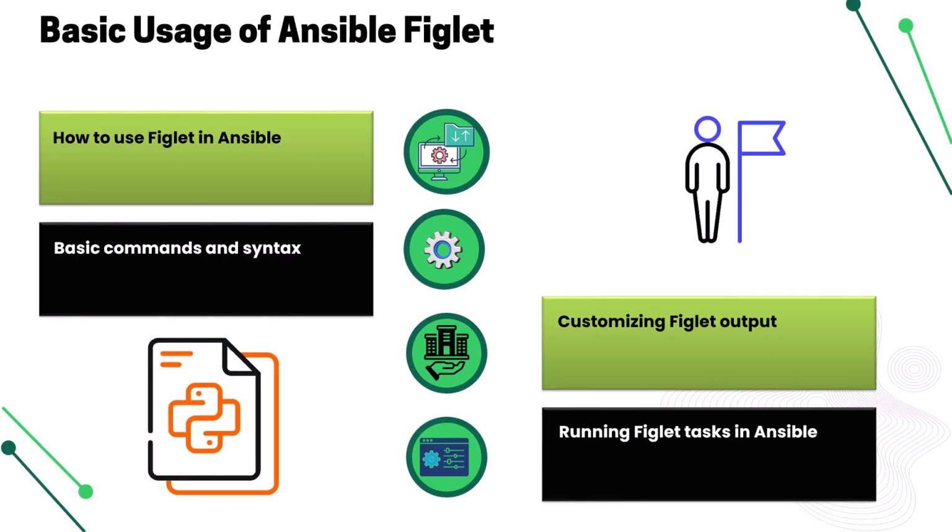Using Figlet with Ansible is easier than making instant noodles. Define your text, choose a font, and boom, ASCII art. Customize it to make logs more readable or simply add a fun touch to your scripts. Who said automation had to be boring?